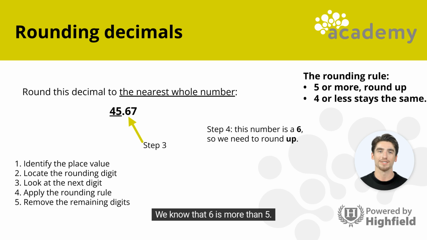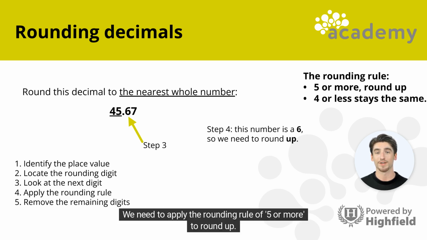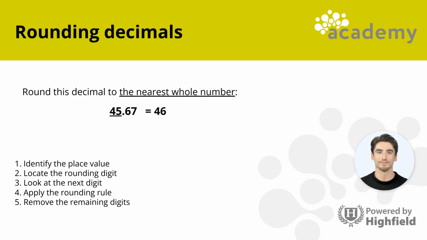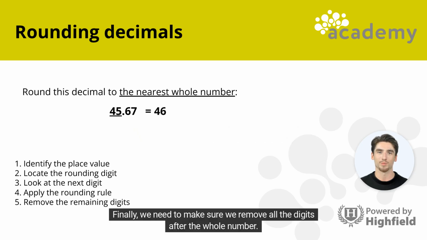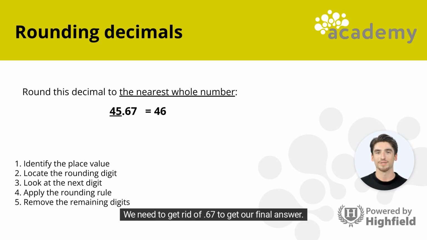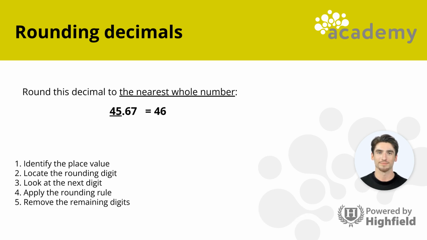We know that 6 is more than 5. We need to apply the rounding rule of 5 or more to round up. 45 therefore increases to 46. Finally, we need to make sure we remove all the digits after the whole number. We need to get rid of 0.67 to get our final answer. 45.67 rounds to 46.